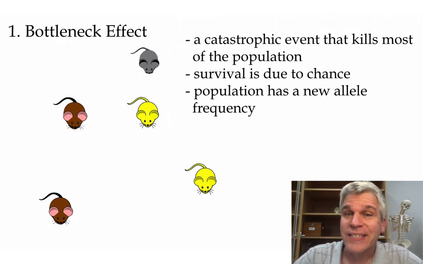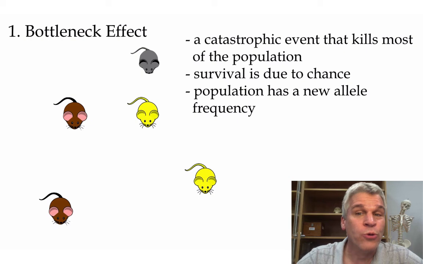So the bottleneck effect is a catastrophic event that kills most of the population. And who lives and who dies? Totally by chance. But now there's a whole new allele frequency. Some alleles are totally gone. So the survivors are the ones that are going to now repopulate that area.